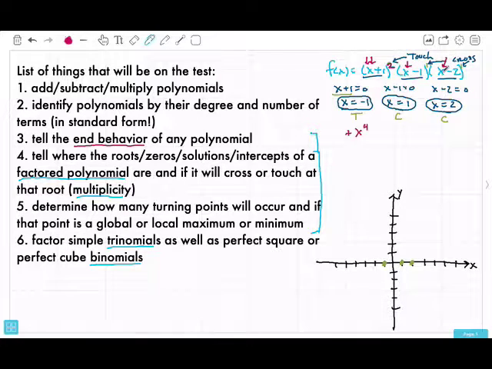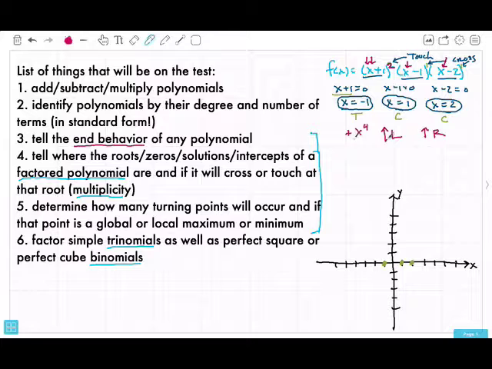All of these get counted once because the multiplicity is 1. If it was 3, we'd count it 3 times, and we'll have an example like that here in a minute. Okay, so x to the 4th behaves just like x squared or x to the 6th. All the evens behave the same. So it'll be up on the left side, and it'll be up on the right side. They're going to go in the same direction, and it's positive, so they'll both be going up.